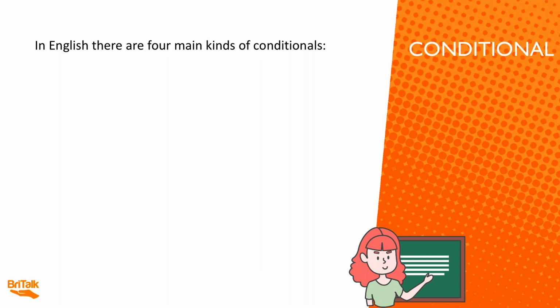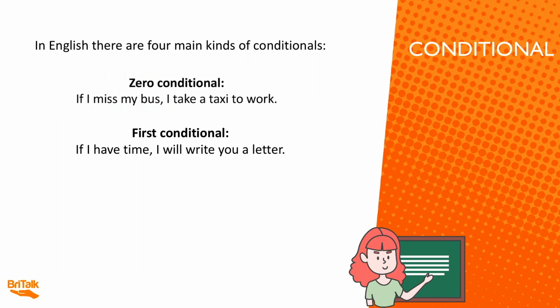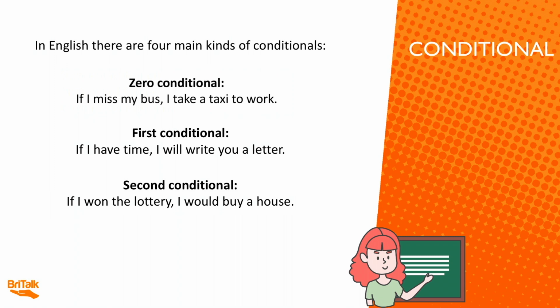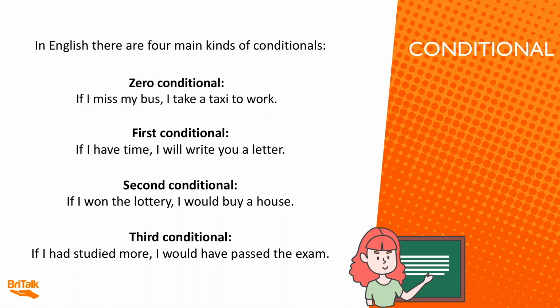In English, there are four main kinds of conditionals. The zero conditional: If I miss my bus, I take a taxi to work. The first conditional: If I have time, I will write you a letter. The second conditional: If I won the lottery, I would buy a house. And the third conditional: If I had studied more, I would have passed the exam.